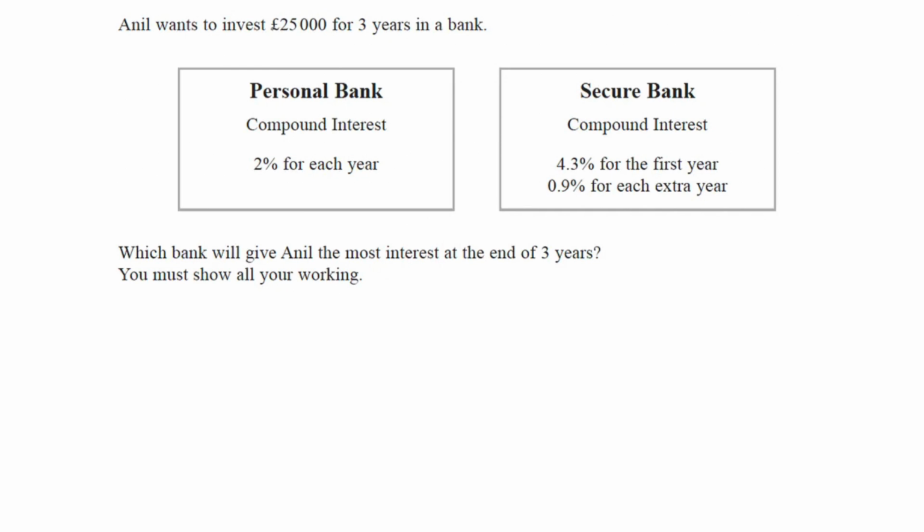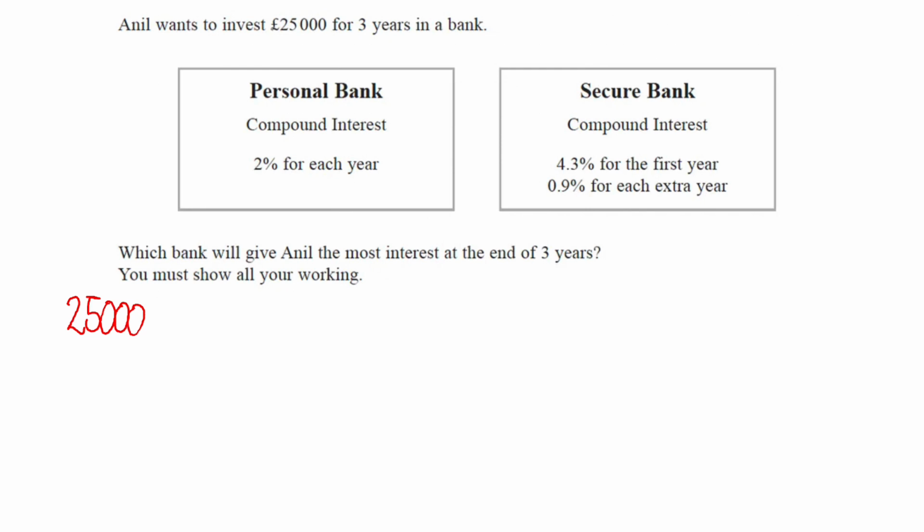So our original amount, what we invested, was 25,000. So we are going to do 25,000 and we are investing it for 3 years at 2% for each year. Now this 2% means that we need to find what we call the percentage multiplier. Because we're looking at compound interest, the value at the end of the 3 years is going to be higher than the original amount that was put in. So the amount of money in the bank will increase.